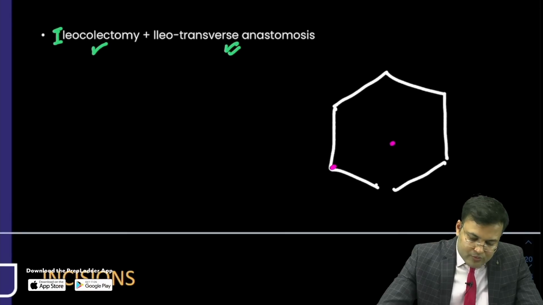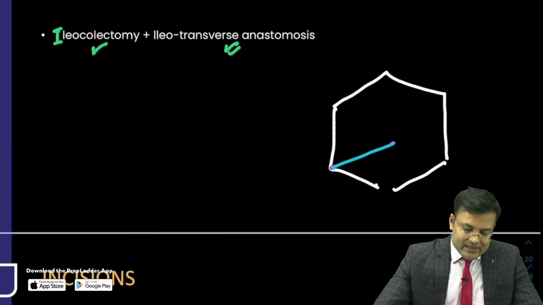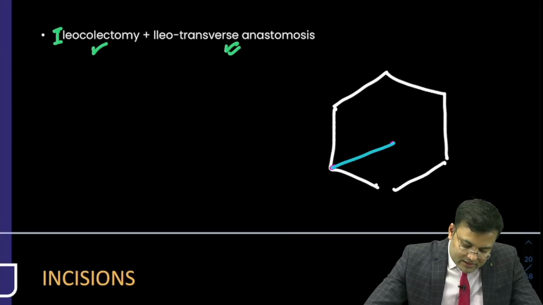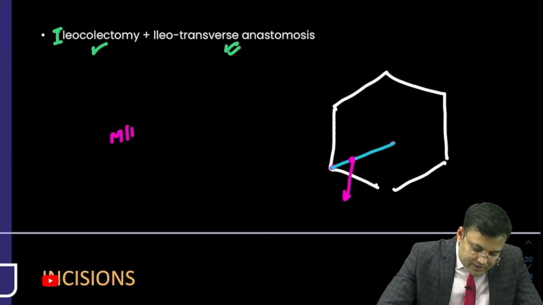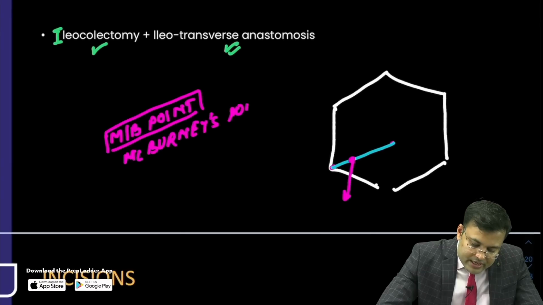This is anterior superior iliac spine. I am going to join both of these points, and then at the junction of medial 2/3, lateral 1/3, this is the point. This point is known as McBurney's point. This is the most tender point.